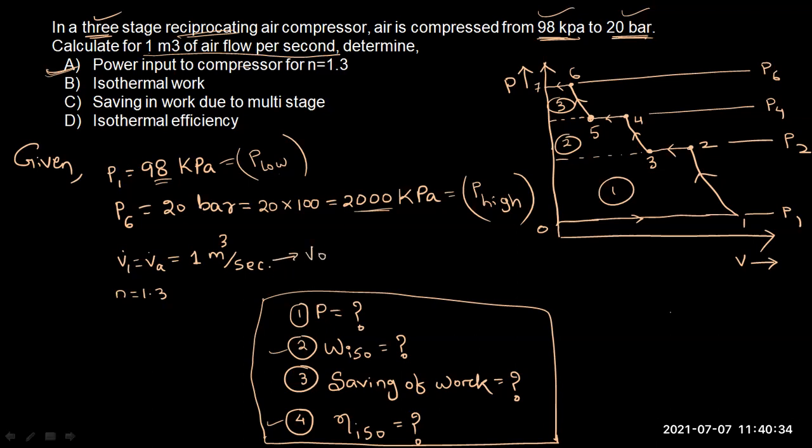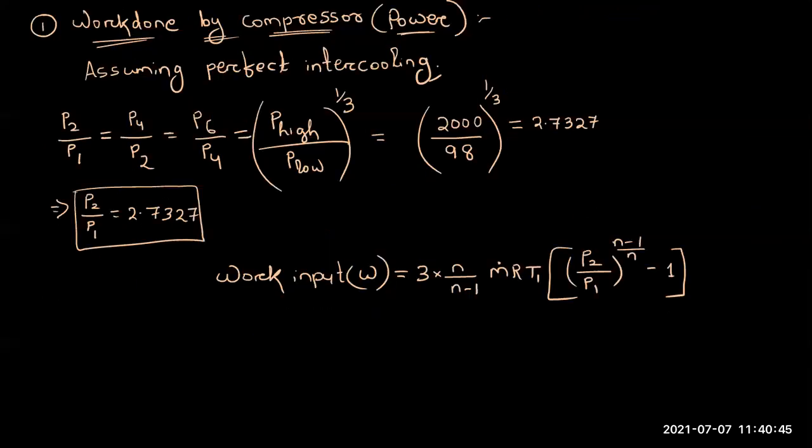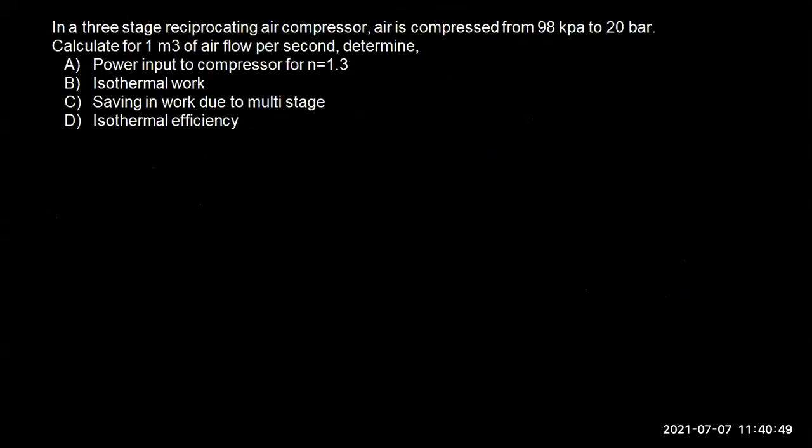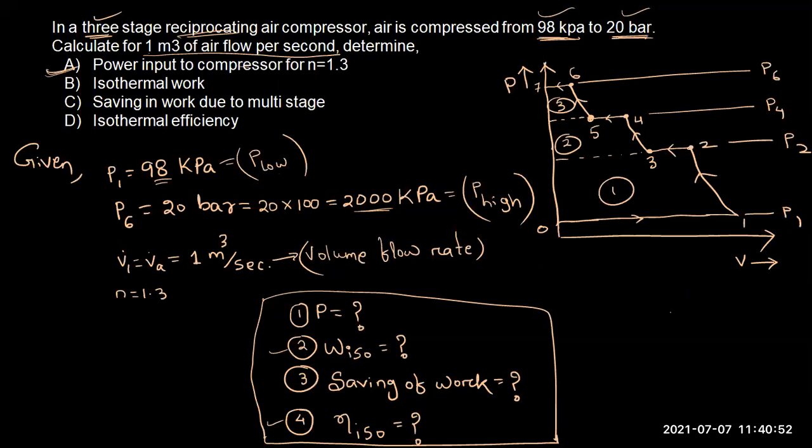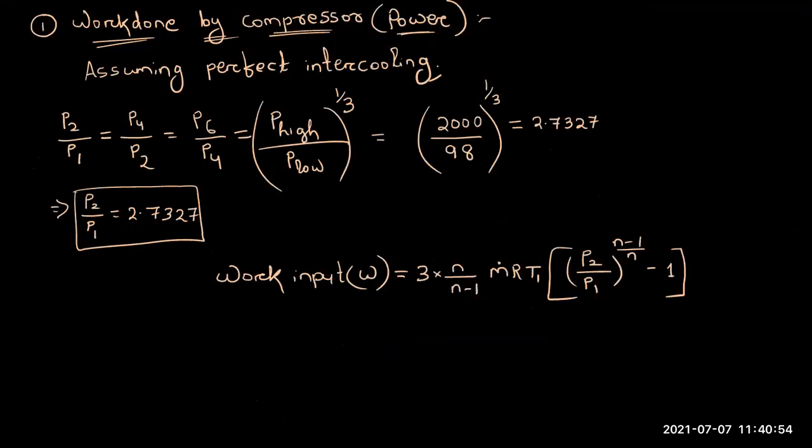This is called volume flow rate, in meter cube per second. Mass flow rate they have not given. What about T1, the inlet temperature? T1 value also they have not given in the question paper. So can you tell me what I should write in this place? How to solve this question?